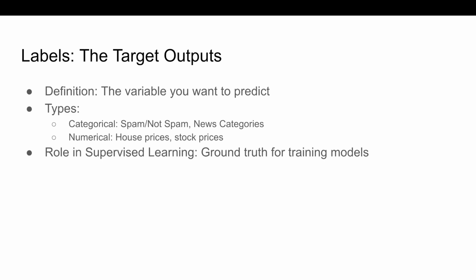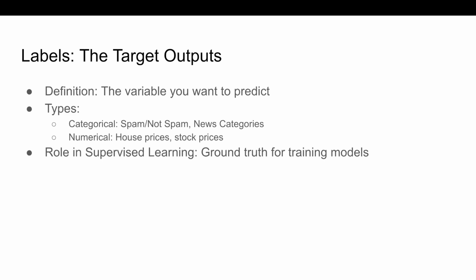Next, let's discuss labels. If features are the input to your machine learning system, then labels are the output or the target variable you're trying to predict. In the house price prediction example, the label would be the actual selling price of each house. It's the variable your model is trying to estimate based on the features. For the news article classification system, the labels would be the categories or topics assigned to each article, like world news, sports, technology, or entertainment.